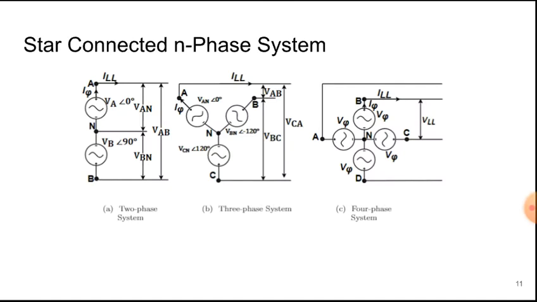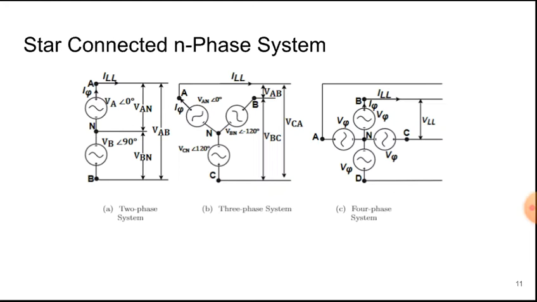Next, a star connected N phase system. So we can now start with the polyphase. Generally there are two types, star and mesh. A star connected system is a system in which one terminal of each of the individual voltage sources is connected with each other. So there's a common point. That common point is called the neutral point, or some books use star point, which will be represented by the letter N.